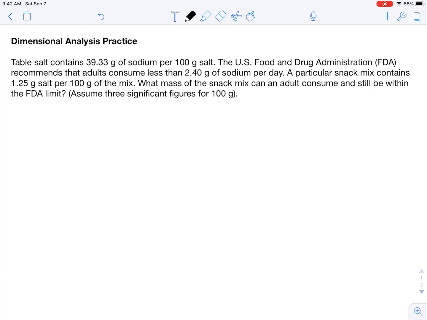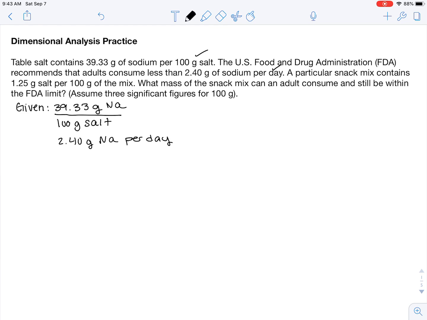So starting with just the first sentence, table salt contains 39.33 grams of sodium per salt. So I write, what am I given here? 39.33 grams of sodium, Na, per 100 grams of salt. That's what I'm given. So my first sentence I've read. The U.S. Food and Drug Administration recommends that adults consume less than 2.4 grams of sodium per day. So we want to only take in 2.4 grams of sodium per day. That's how much we want to consume.